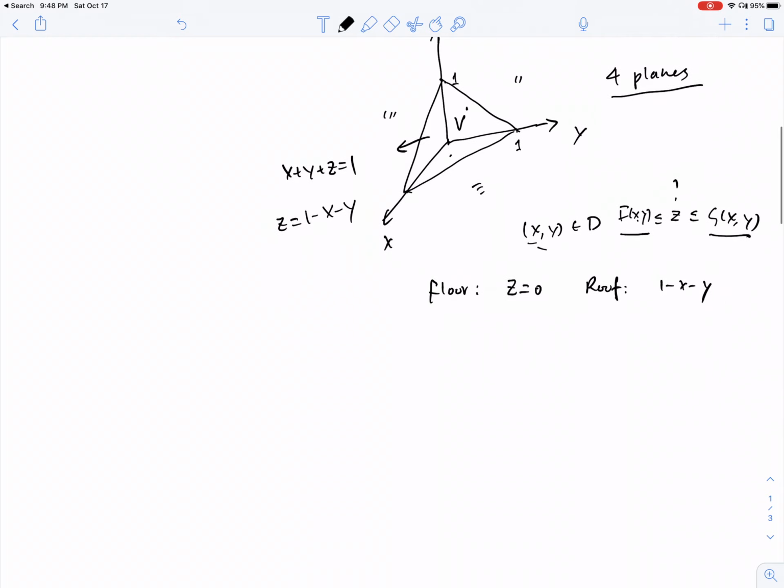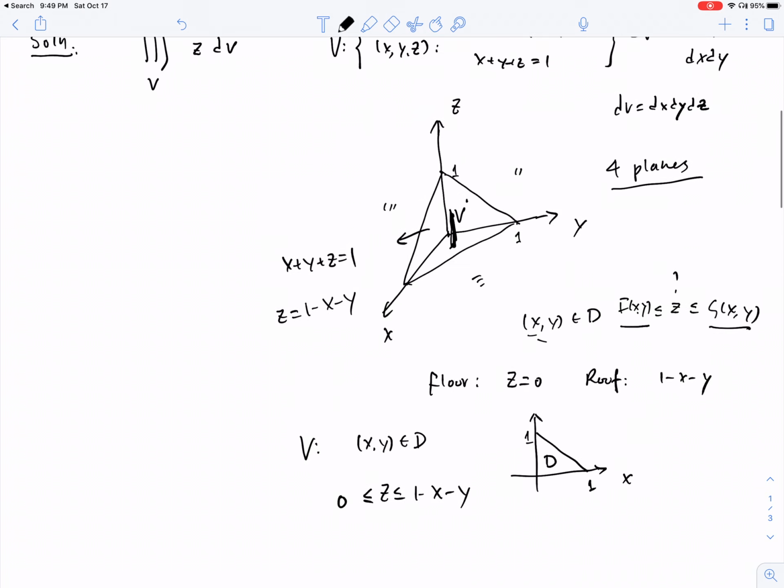So now we can describe this V over here. So V is really x, y in D. And what kind of D do we have? We actually see this one over here. This is 1, and this is also 1. So this is our D. And for x, y in D, then we have z over here. It's going bottom to the top, and z is less than 1 minus x minus y, and bigger than 0. So that's what we have.